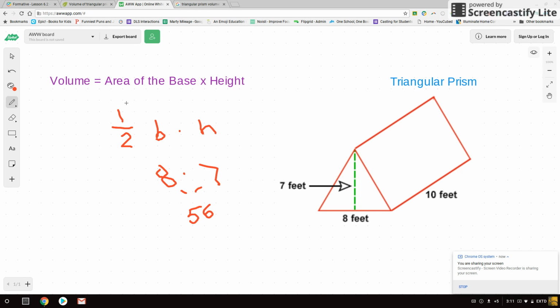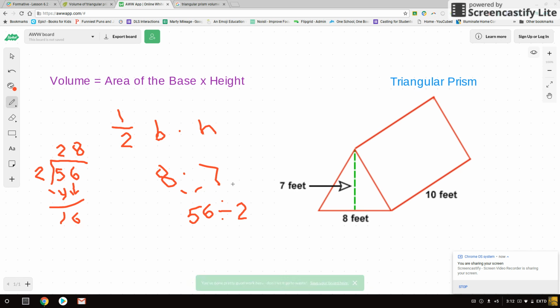But now, because it is a triangle, we have to divide it by 2. 56 divided by 2. Now, if you don't know this off the top of your head, you certainly can go off to the side. We know how to do some long division. 56 divided by 2. I know that 2 goes into 5 2 times. Bring the 4 down. We're using all of our math skills here. Bring the 6 down is 16, and we get 28. So the area of our base in this triangular prism is 28.